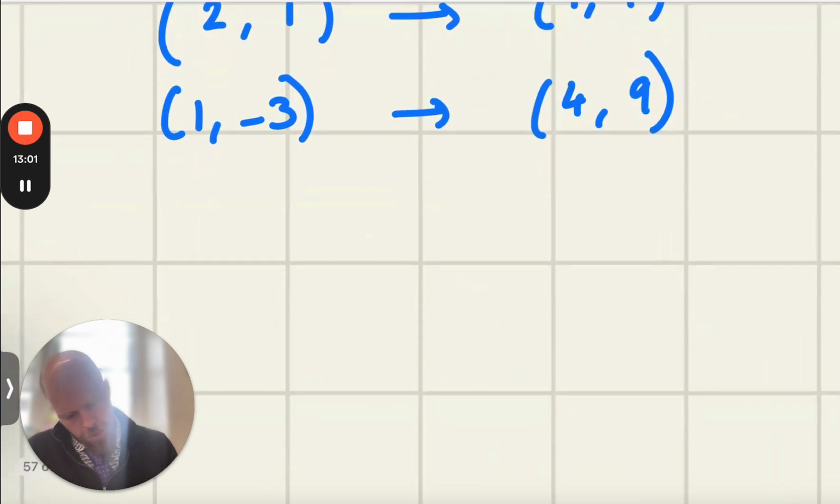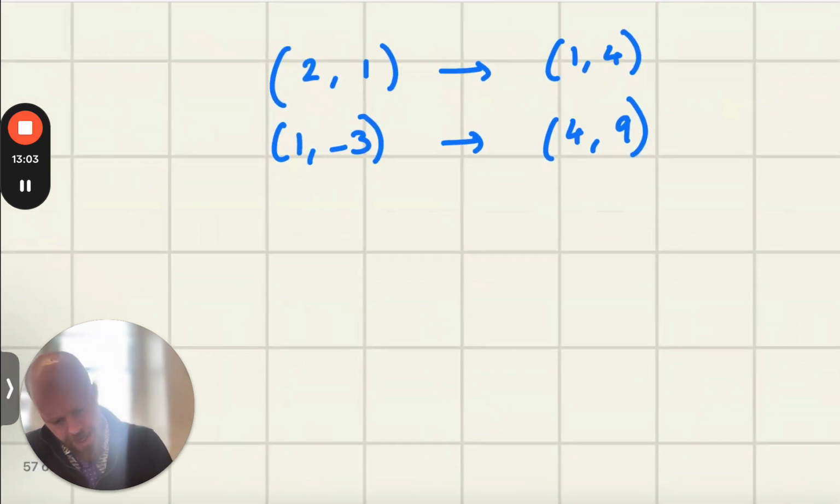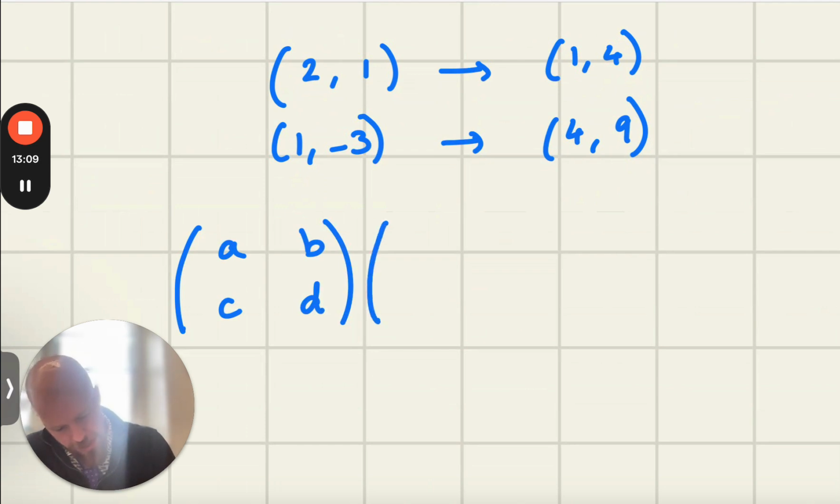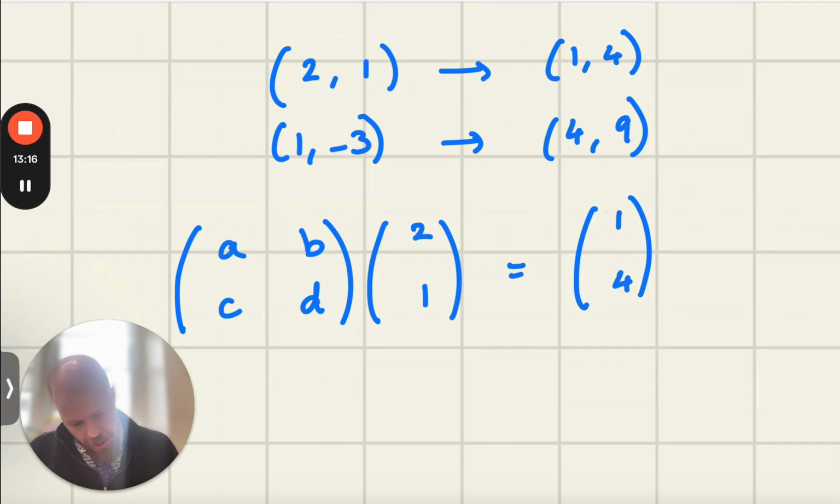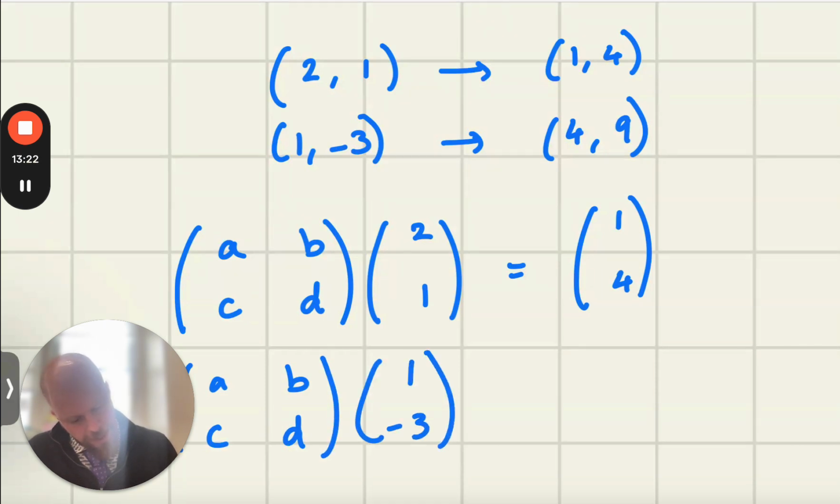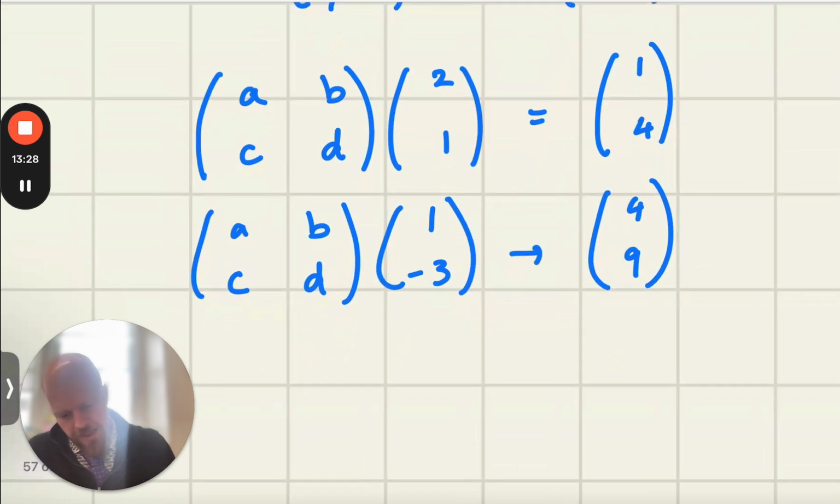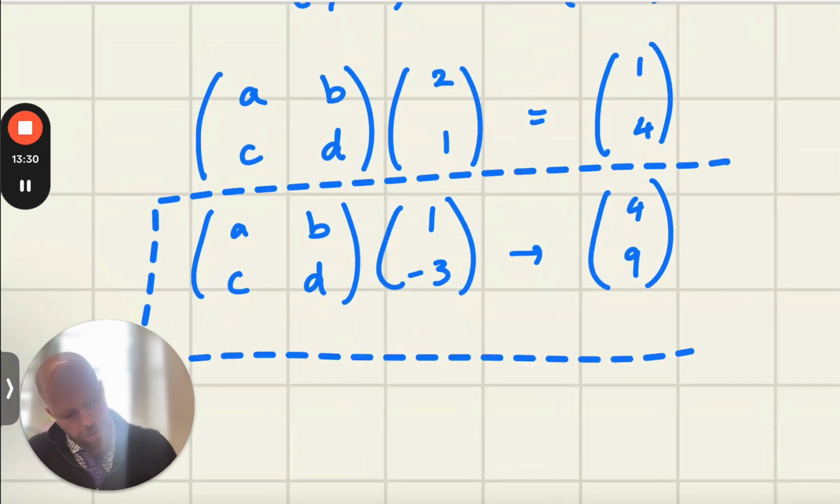Well, what I can do is take my matrix, so a, b, c, d. I don't know what the matrix is, and I'm going to apply it to 2, 1, and that will give me the vector 1, 4. If I apply a, b, c, d to 1, minus 3, that will give me the coordinate 4, 9. Each one of these is going to give you a simultaneous equation that you can then go and solve.